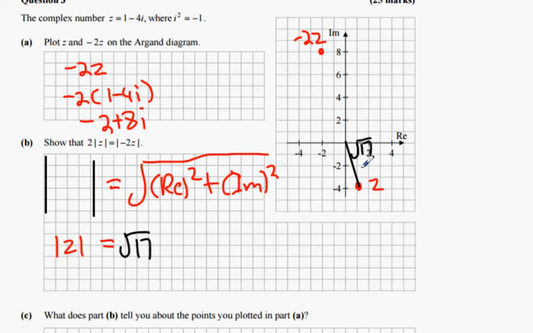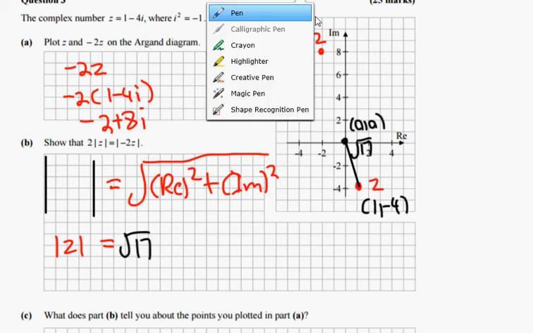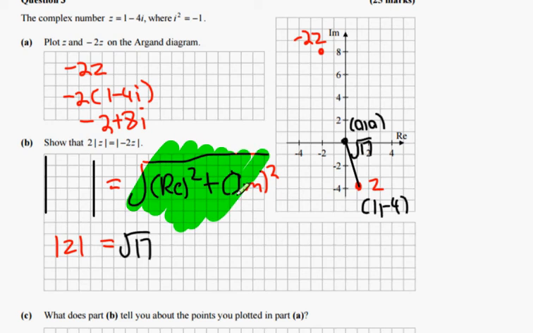Can anyone in the class suggest a different method for getting the same answer? The distance formula in coordinate geometry will get you the same answer. If you call that 0, 0, and you call this point 1 minus 4, the distance formula in coordinate geometry gets you the same answer. The distance formula is in your tables, but this one, that's not in your tables. So it's your choice. You can learn it off, or you can remember that the distance between 2 points is given to you by the distance formula in coordinate geometry. Okay, so that's your call.